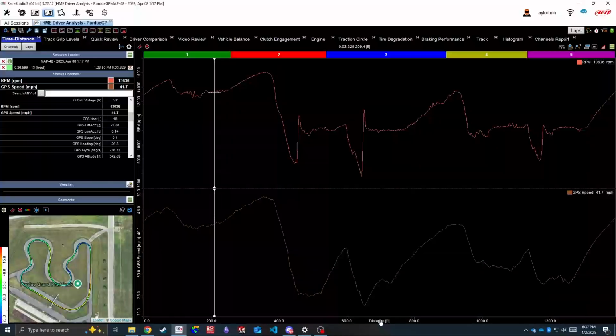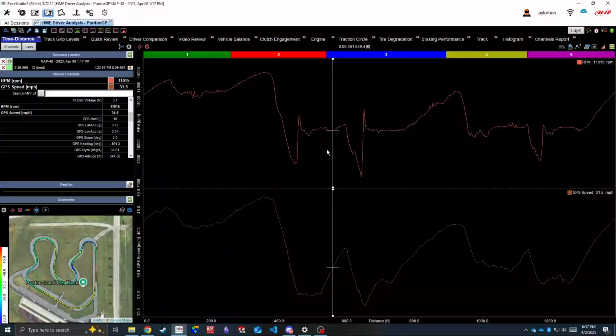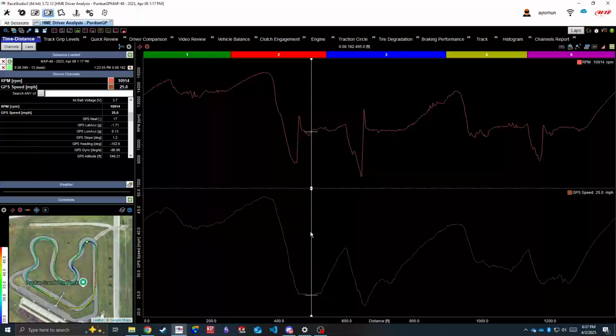Specifically, the distance plot is going to allow us to see where on track something occurred, rather than just when. The advantage to this is it allows us to compare multiple different laps that may have been vastly different lap times, while still being able to overlay exactly where this happened on track for both.